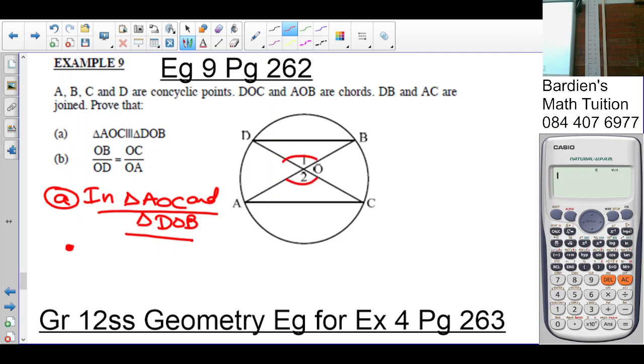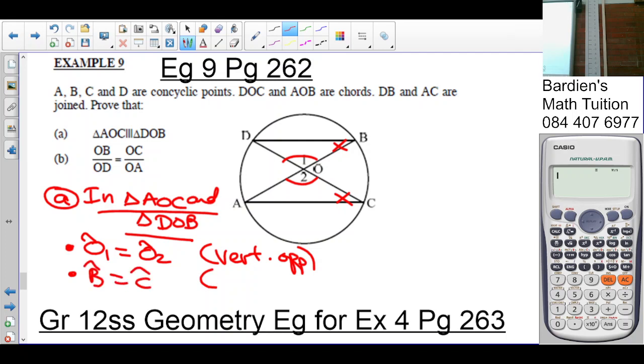O1 is equal to O2. Why? Vertically opposite. Okay. Then what can we say? Angle C equal to B. Why? Alternate angles. But are the lines given parallel? No, so you can't go. Okay, so it's going to be angle B is equal to angle C. Angles in same segment. It's coming from arc DA or AD. Do I have to write that? No, I don't have to write the arc.